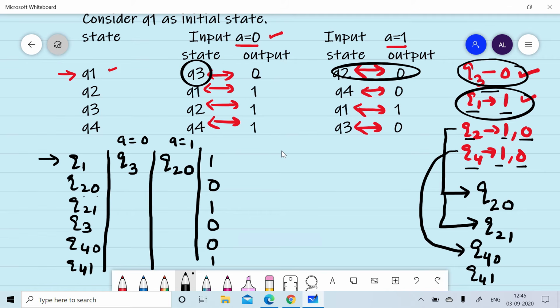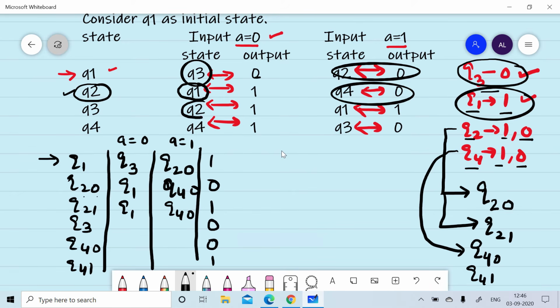For filling the entry of Q2 0, we will look into the Q2 row. Under a is 0, we are moving to Q1, so we will mention Q1. Under b, we are moving to Q4 with 0 output, so we will mention Q4 0. Again, under Q2 1, we will observe the same row and these entries will come out to be the same. Under Q3, we observe Q2 with output 1, so we will mention Q2 1. Under 1, it is Q1, so we will mention Q1.